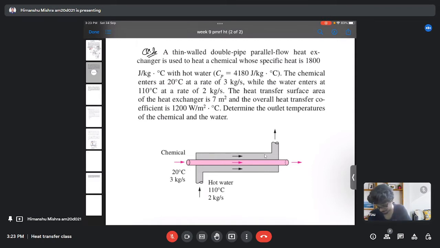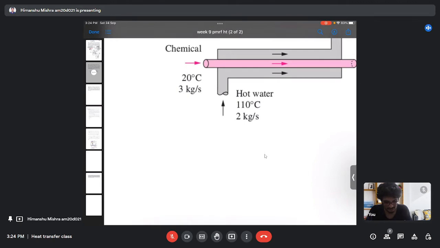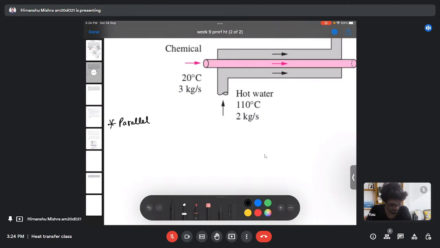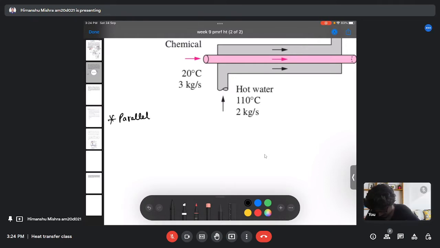So in this problem, we will again be using the NTU method, since the outlet temperature of both chemical and water is unknown. So basically we cannot find the outlet temperature by using the conventional logarithmic temperature difference that we used last week. By using the NTU method, first, it is given that the heat exchanger is parallel type. To find the outlet temperature, we will be using the heat transfer relation for both cold and hot fluid.